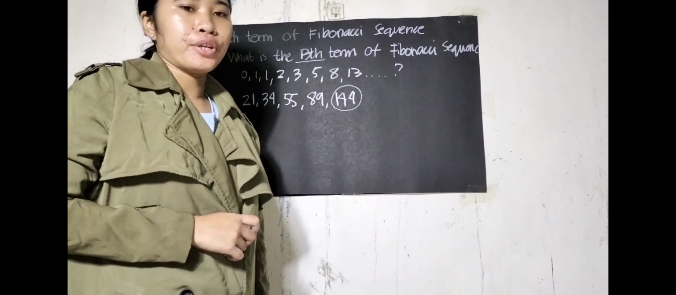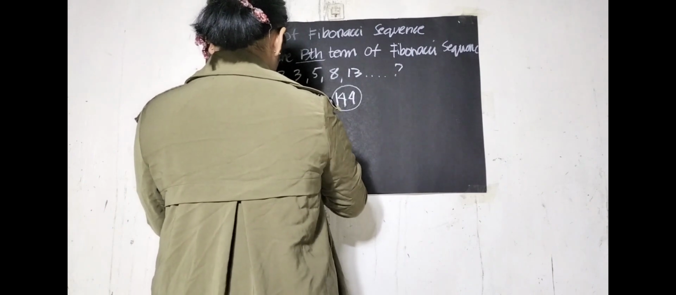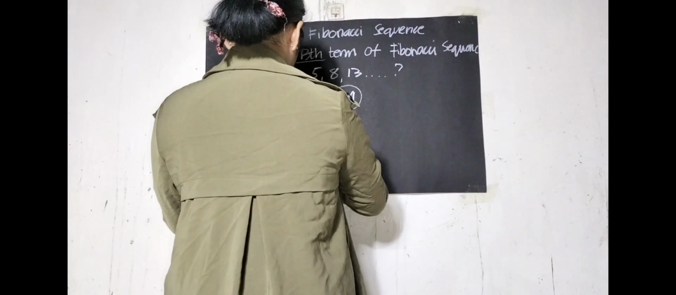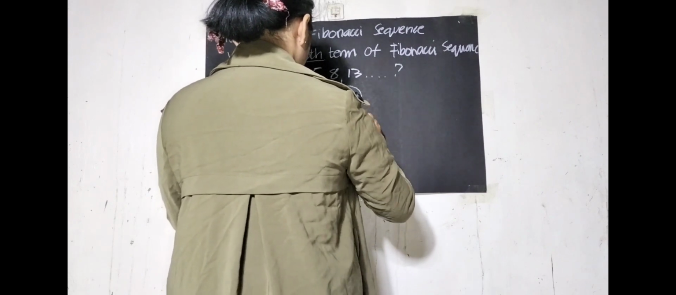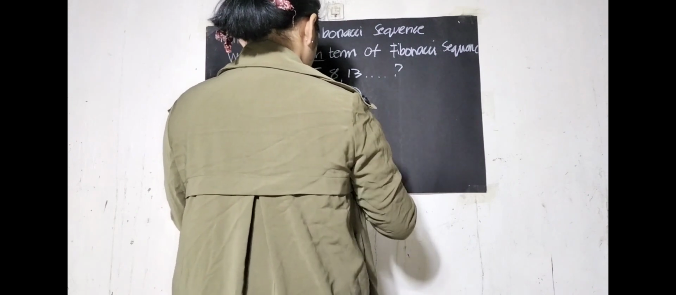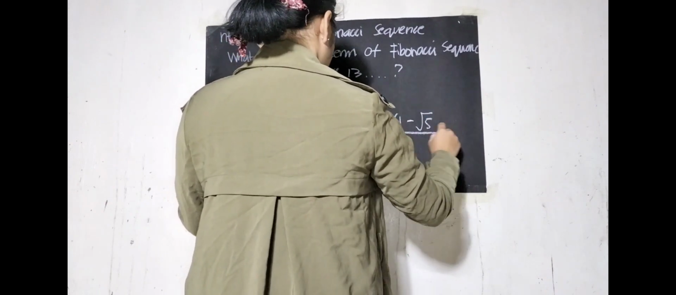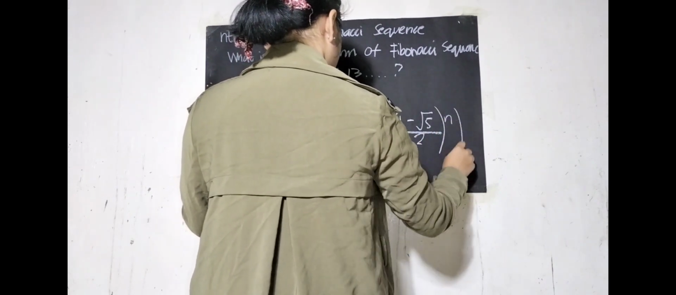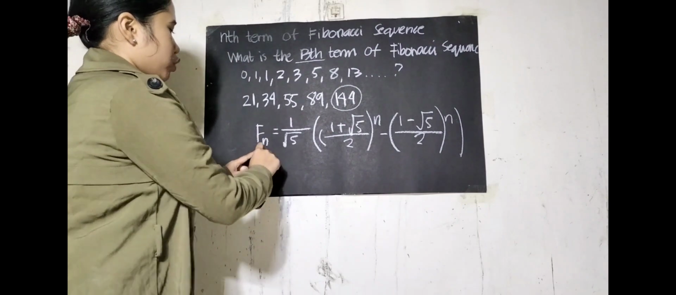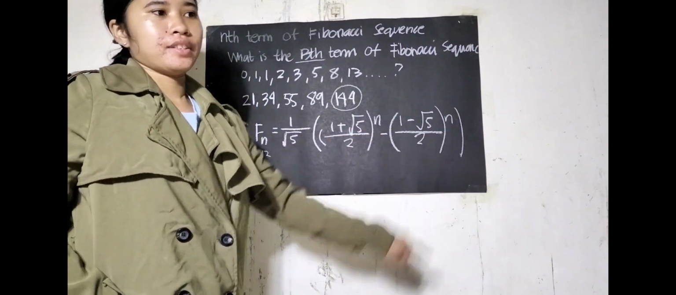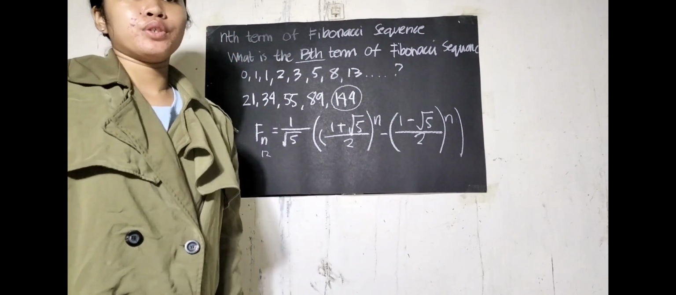Another way to find the nth term is to use Binet's formula. This, and this.